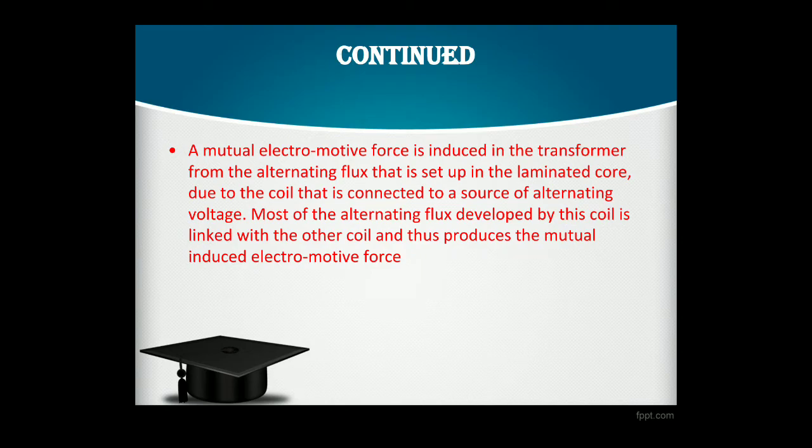Now, a mutual electromotive force is induced in the transformer from the alternating flux that is set up in the laminated core, as I have already told, due to the coil that is connected to a source of alternating voltage. Most of the alternating flux developed by the coil is linked with the other coil, and the minimum amount of flux acts as the leakage flux. Thus it produces the mutual induced electromotive force.